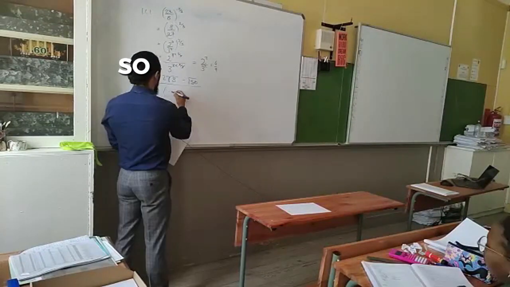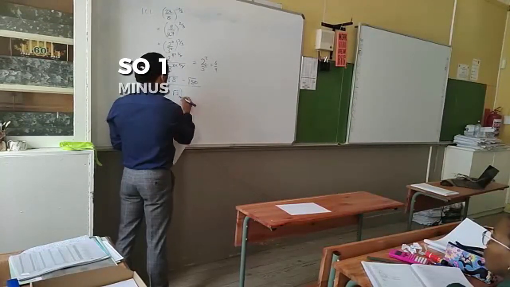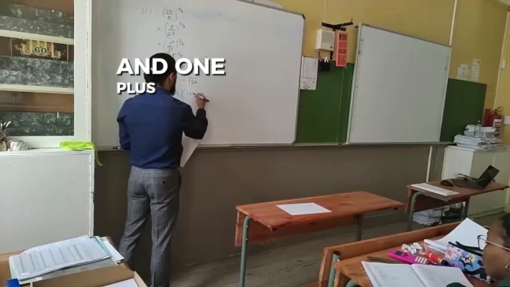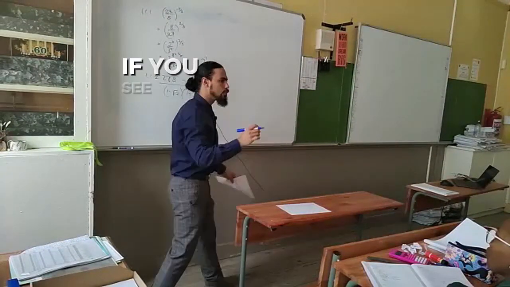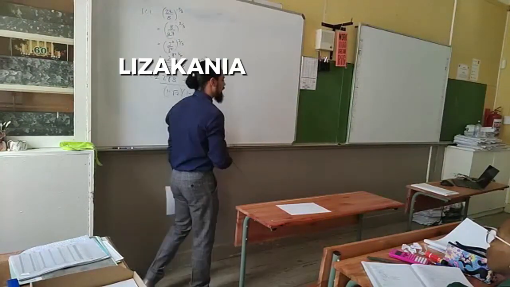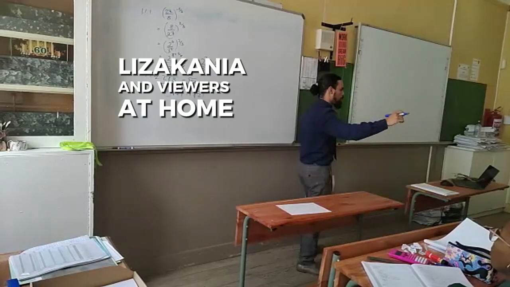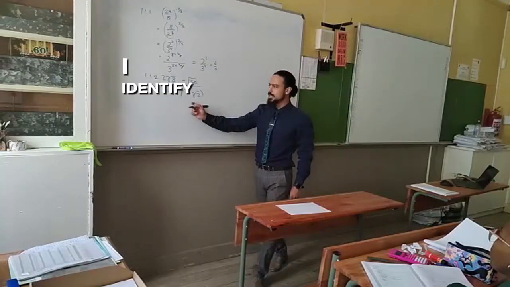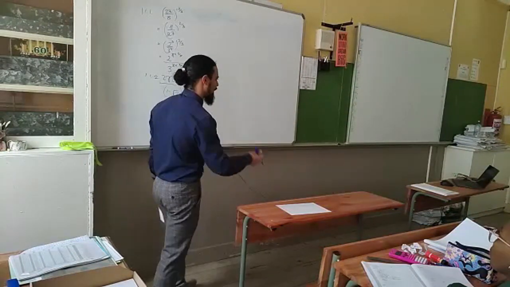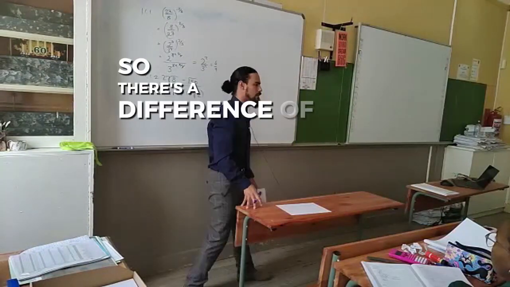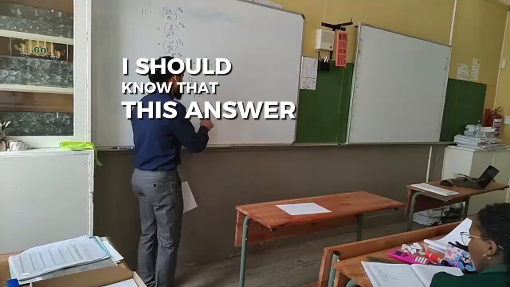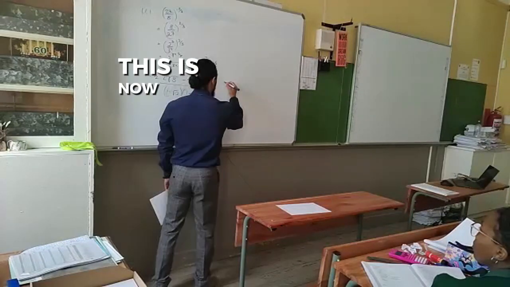So 1 minus the square root of 2 and 1 plus the square root of 2. Now I want you to make a note there. If you see something like this, I identify that this is a bracket and another bracket. The brackets look almost identical. So there's a difference of 2 squares. I should know the answer in my head, this is now my TP.